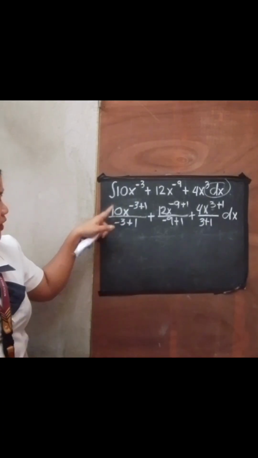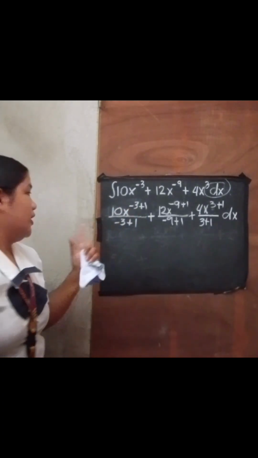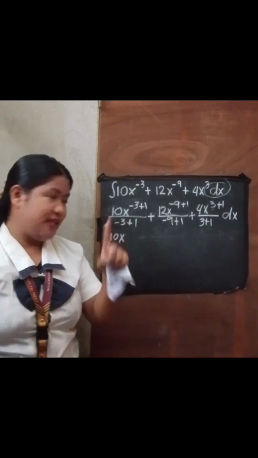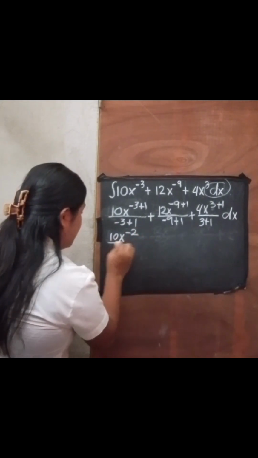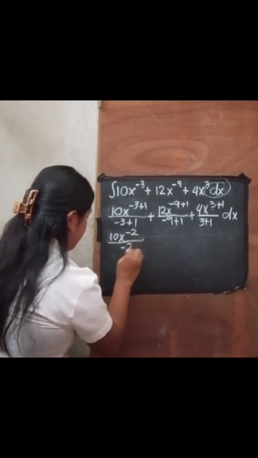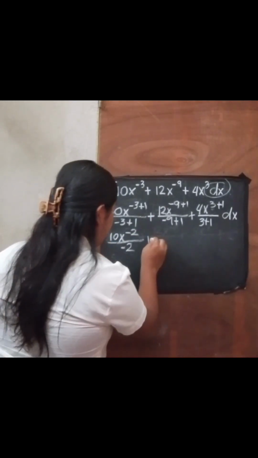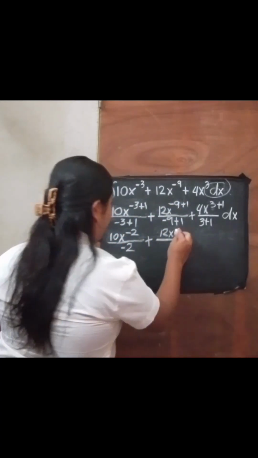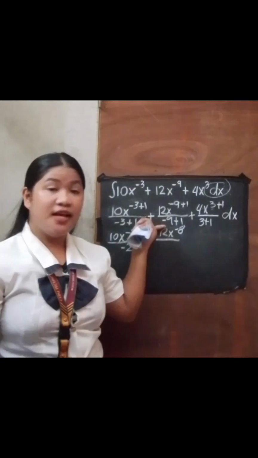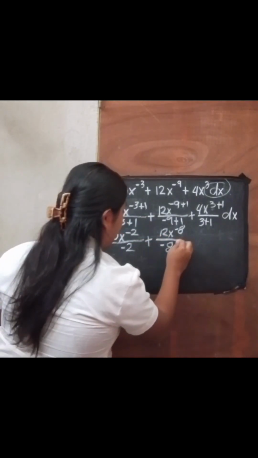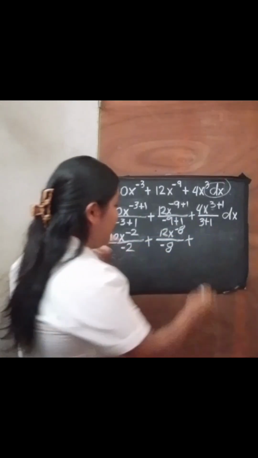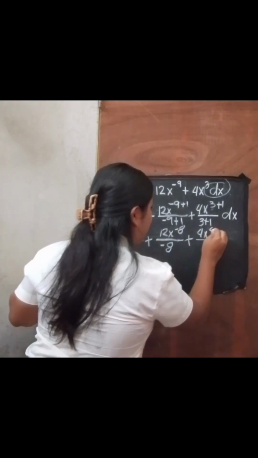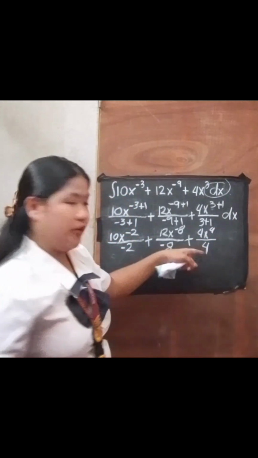So we are done. Now we solve them, adding the exponent and the denominator. So 10x, negative 3 plus 1, yes, it's negative 2. Then the same in the denominator, negative 2. Next, plus 12x, negative 9 plus 1, that's negative 8. Then the denominator is negative 8 by 4. Then for the last term, 4x raised to 3 plus 1 is 4. So 4x raised to 4 and the denominator is 4 also.